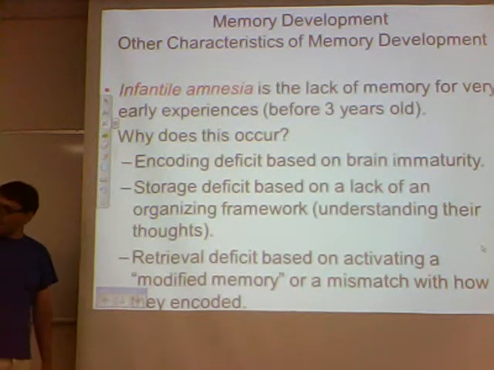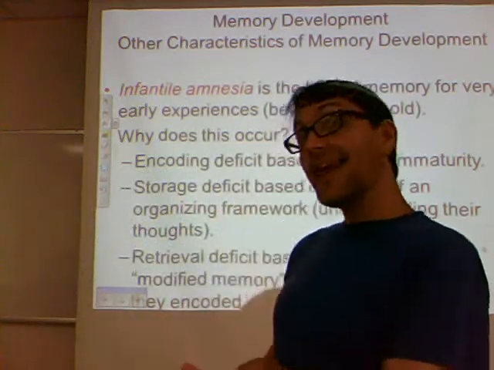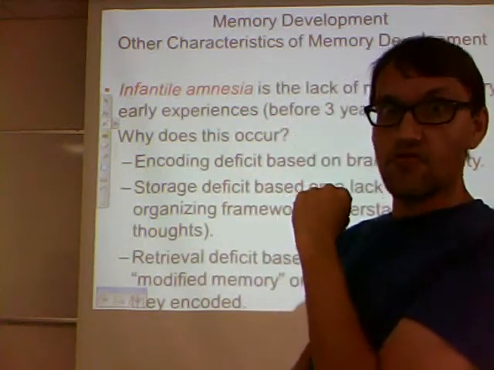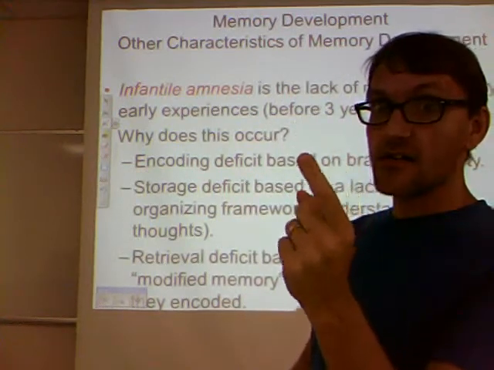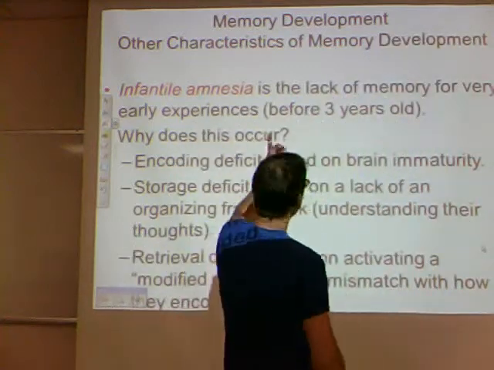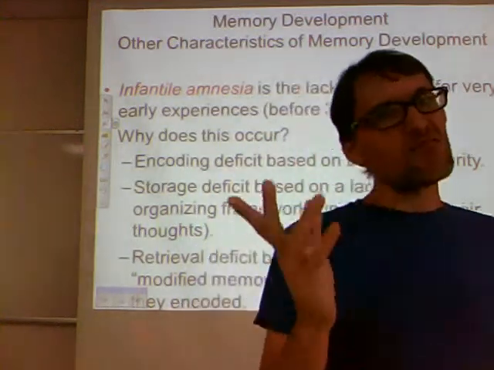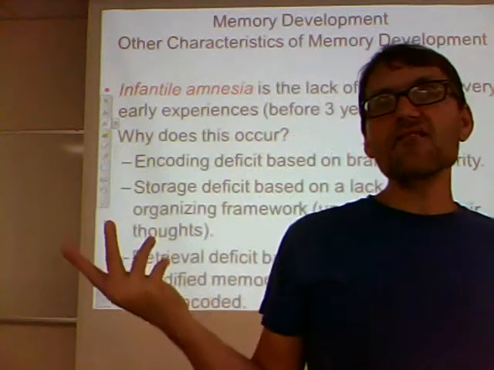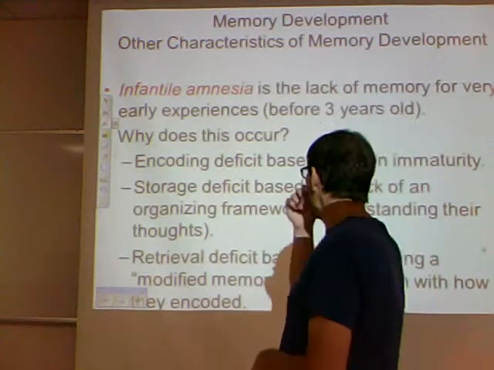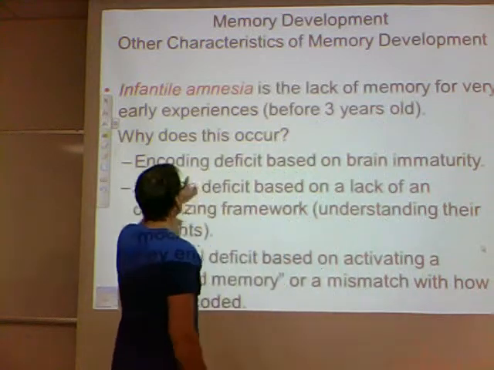Infantile amnesia is the lack of memory for very early experiences. This is kind of funky, because when a kid is young, they have a pretty good memory, all right? They remember when you promised them something. Trust me on that. Do not promise a kid a cookie unless you're willing to give them a cookie. They will call your bluff. But my daughter's 8. She doesn't remember anything about when she's 3 or younger. There are zero memories. And even at 4 or 5, they're very vague at best. But at that time, they were quite good. Don't get me wrong. So why does this occur?